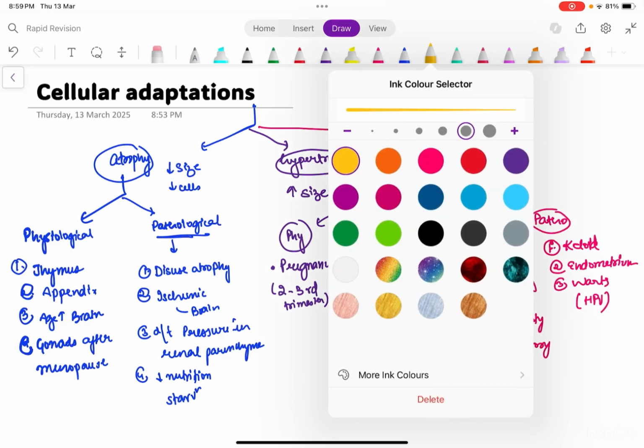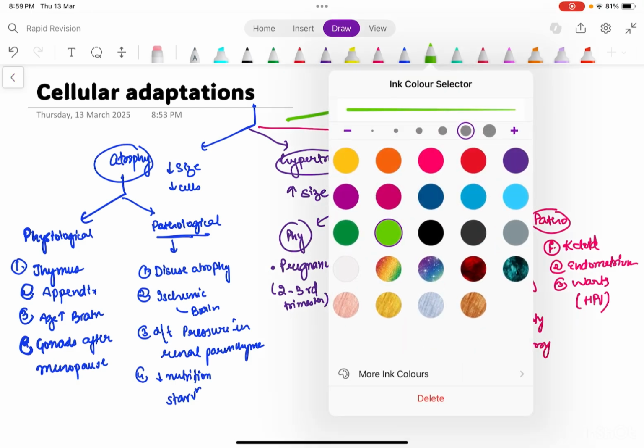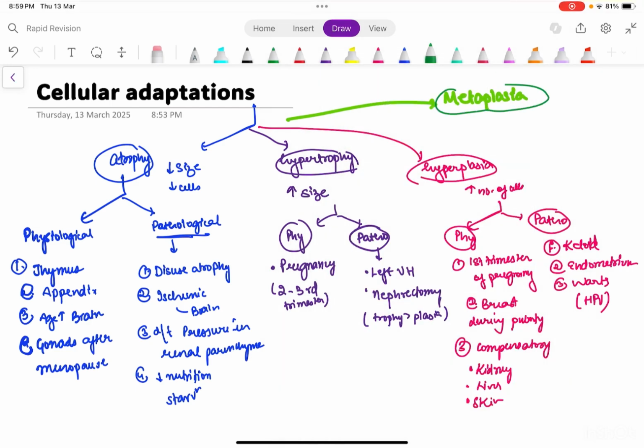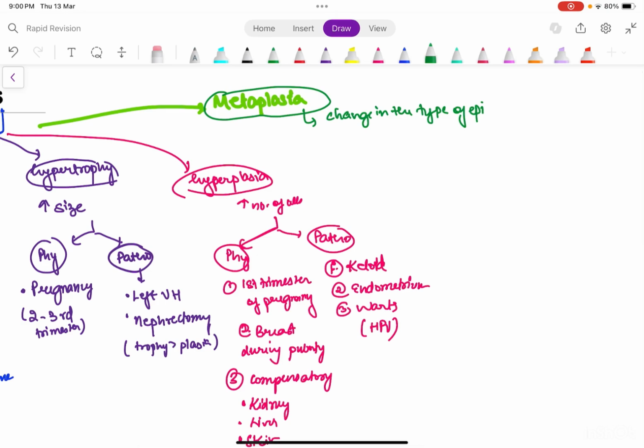Then the most confused one is the metaplasia. So let's talk about metaplasia. In metaplasia, there are a few things. First of all, you have to know that after metaplasia there is a change in the type of epithelium. This can be due to any stimuli or due to environment and so on. In metaplasia, the name that comes before metaplasia is the final epithelium type.